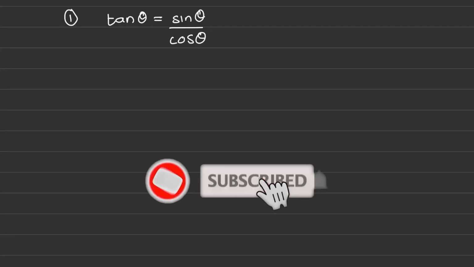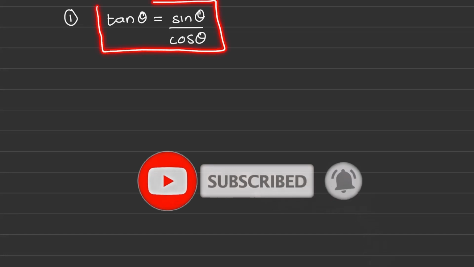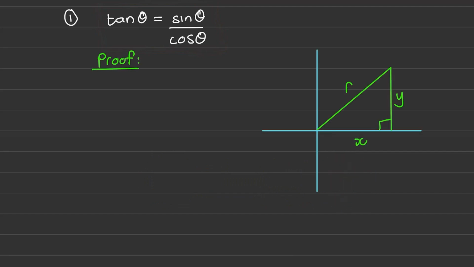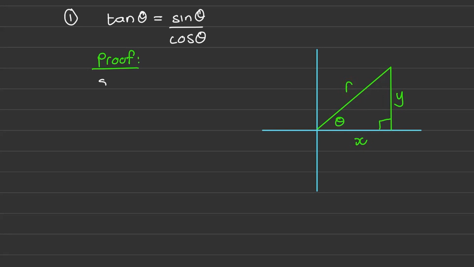So first up, we have tan theta is equal to sine theta over cos theta. And I'll prove this identity by using a diagram. So here we have a diagram, which is a right-angled triangle. The horizontal length is represented by x, the vertical length by y, and the hypotenuse by r. And we know from the diagram that sine theta is equal to the opposite divided by the hypotenuse, so that's y over r, and that cos theta is equal to the adjacent, which is x, divided by the hypotenuse, which is r.